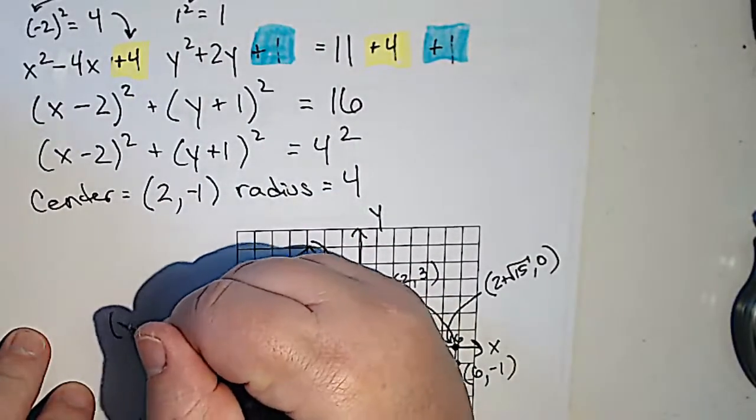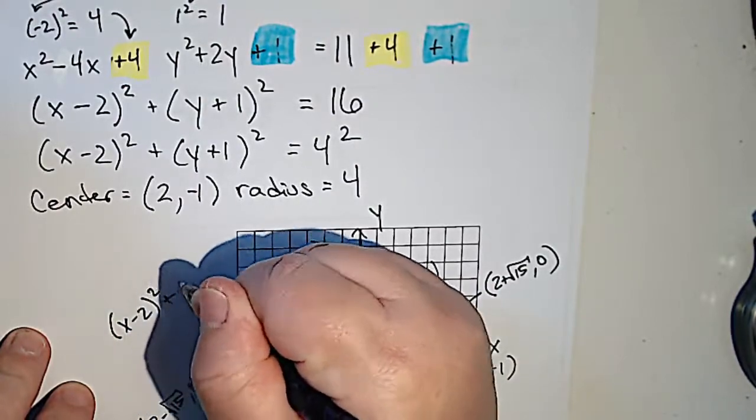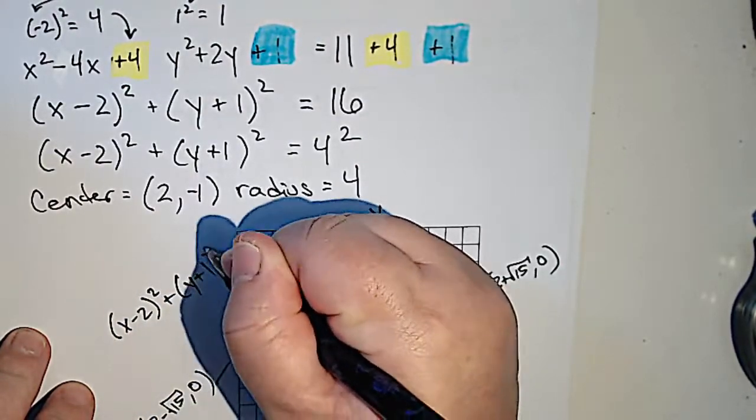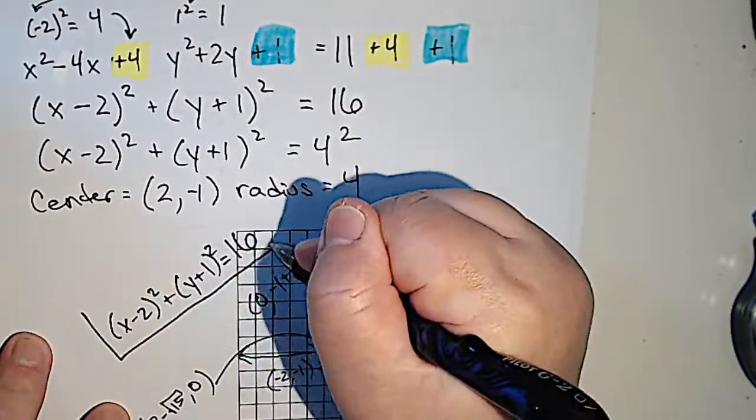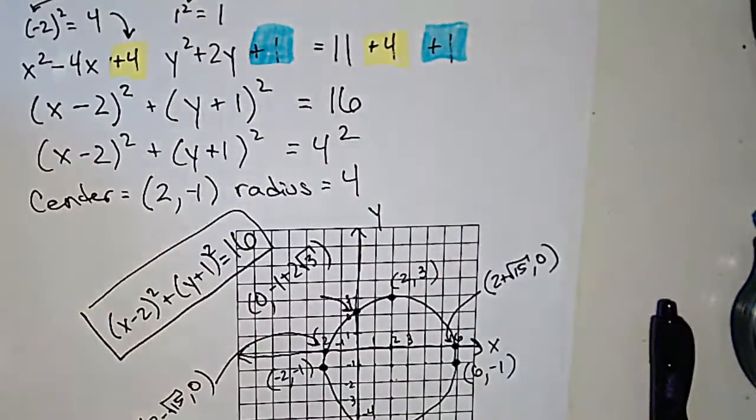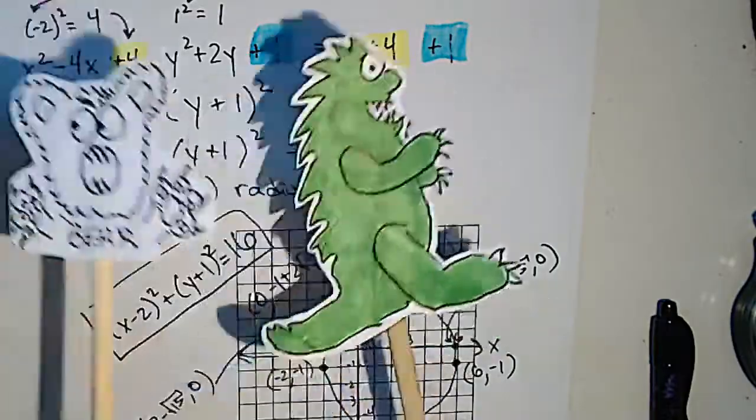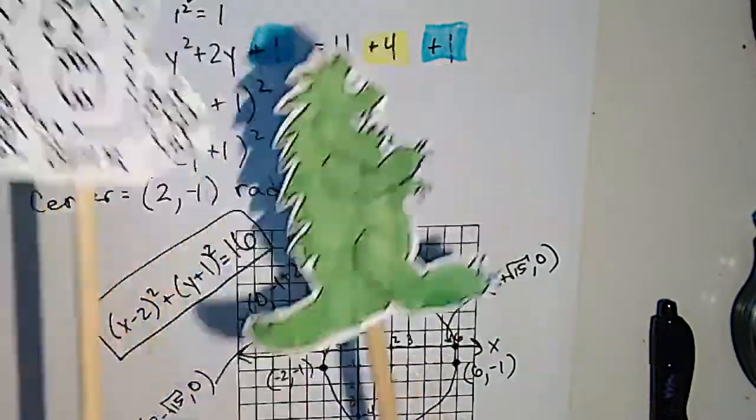You could label it a bunch of stuff. (x - 2)² + (y + 1)² = 16. Big old label. We're going to call in our friends. Hey, friends, guess what? We just finished graphing all the hard circles. Yay, it's time for a math dance party.